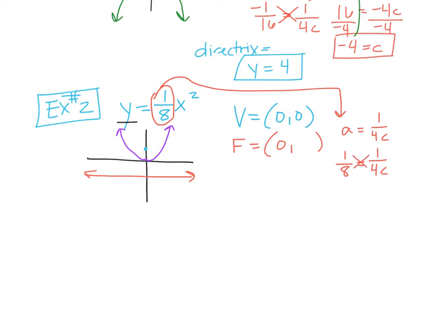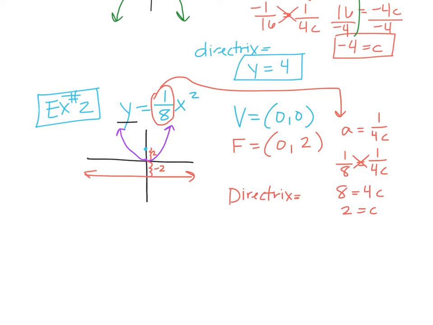Or maybe you don't see it, and that's okay too. 8 equals 4C. You just cross multiply it, then divide by 4, so C is 2. Okay, so our focus is going to be (0, 2), which means this length here is 2. So if that's our focus, then for the directrix, if I went 2 up to get to that point, then I need to go 2 down to get to that line.